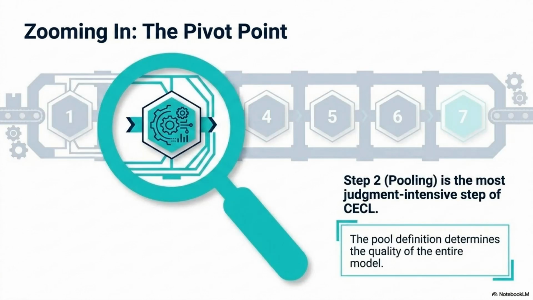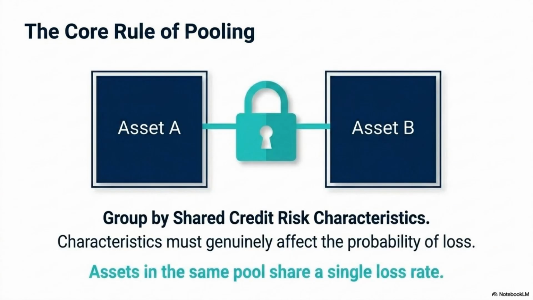Now let us zoom in on the pivot point of the entire model. Step 2, pooling. Pooling deserves particular attention because getting it wrong distorts every single calculation that follows. All assets placed in the same pool are estimated together using one loss rate. The pool definition you establish at the beginning determines the quality and defensibility of your entire current expected credit loss model.